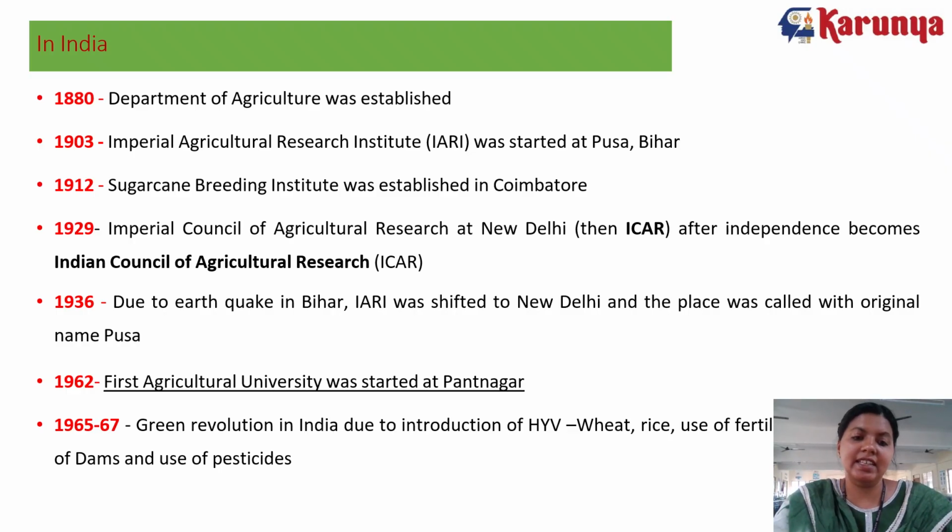That is, in 1880, the Agriculture Department was started. 1903, IARI started in Pusa. 1912, Sugarcane Breeding Institute in Coimbatore. And 1929, ICAR was established. 1962, the first Agriculture University was started in Pantnagar. And 1965, the Green Revolution.